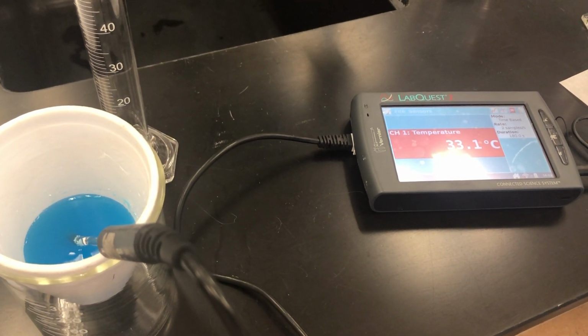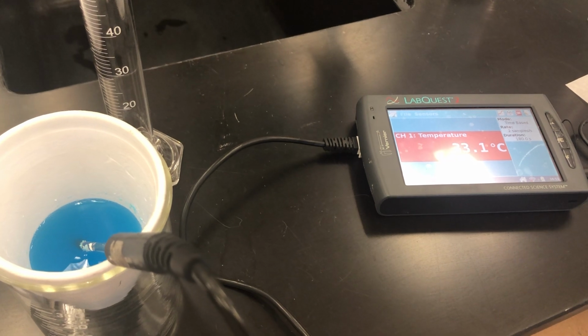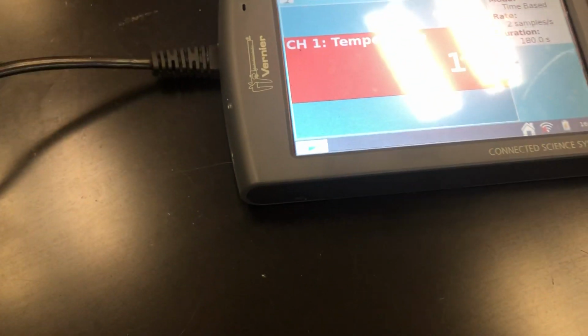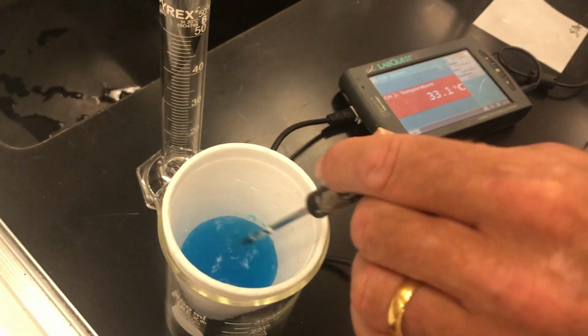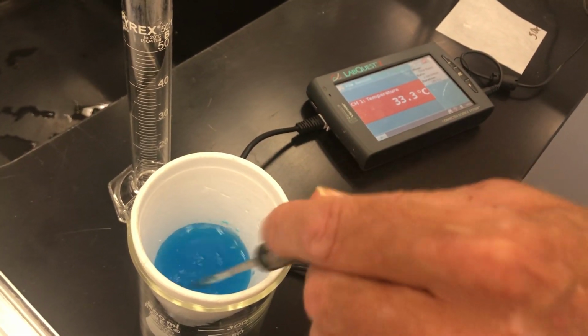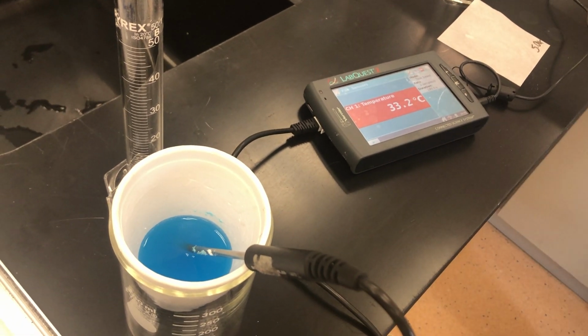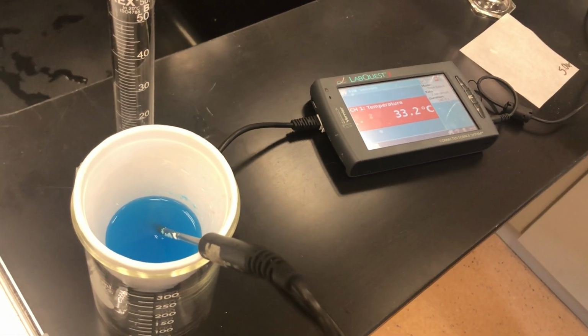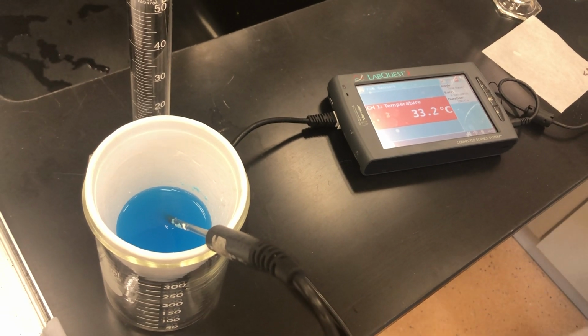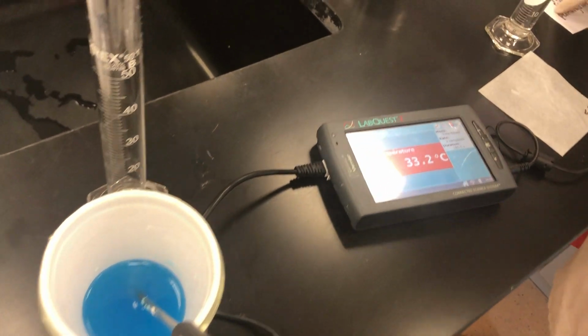So you just need to wait a couple of minutes to see if it stabilises. I'll give it another stir, but I think that seems to be stabilising. Yes, so it's stabilised at 33.2. Okay.